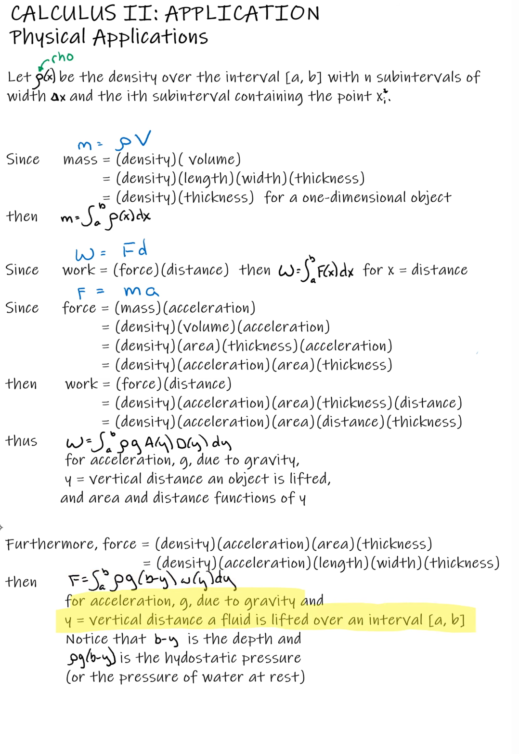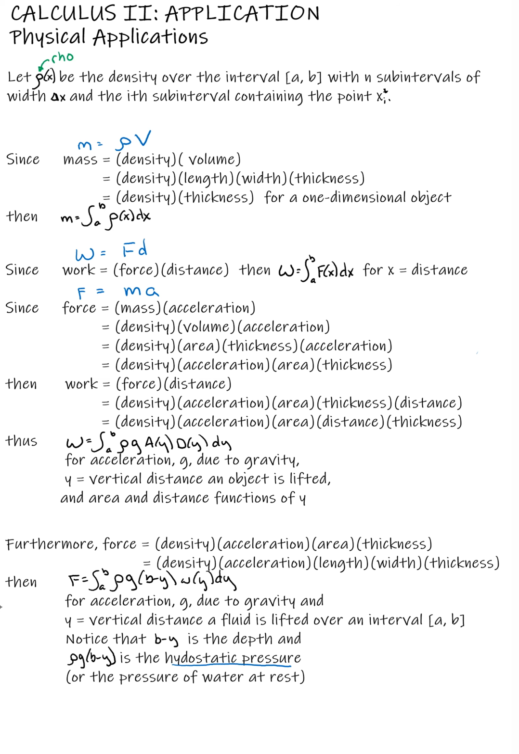And then I want you to take note that the b minus y is going to be the depth. So b minus y is really our length, which is the depth of this fluid. And then this value, this is a little extra. Rho times g times b minus y is referred to as the hydrostatic pressure. This is the pressure of water at rest. So nice little extra definition here, hydrostatic pressure.